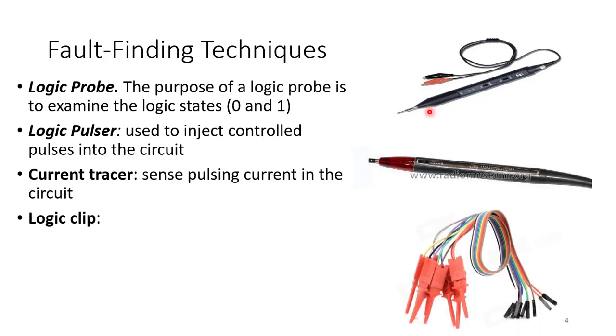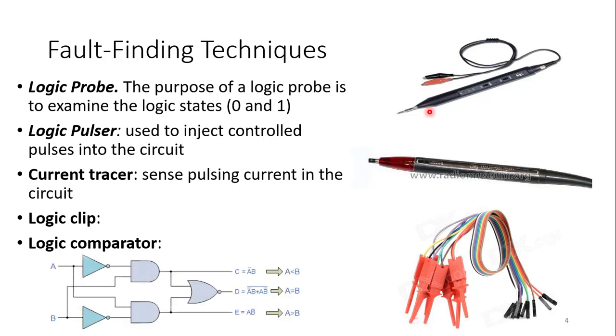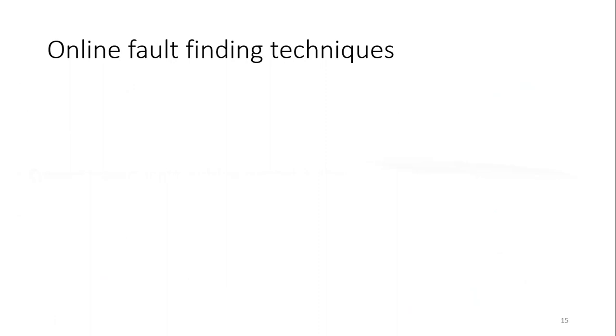Then we have the logic clips. You might have seen it, it is used to transfer the data from one side to the other side. Then we have a logic comparator. Comparator means comparing: whether the logic coming out from a circuit is correct or not will be checked by the logic comparator circuit. According to your purpose, you redesign your circuit and then you identify the problem. Correct. Then we have the online fault finding techniques.